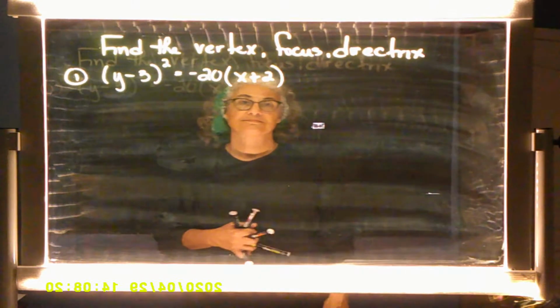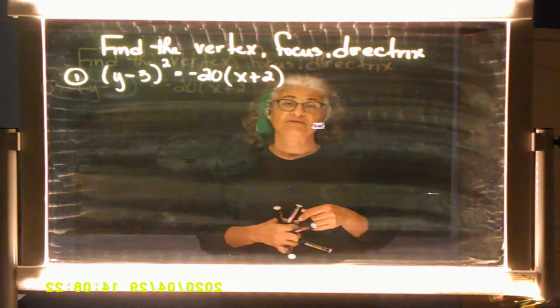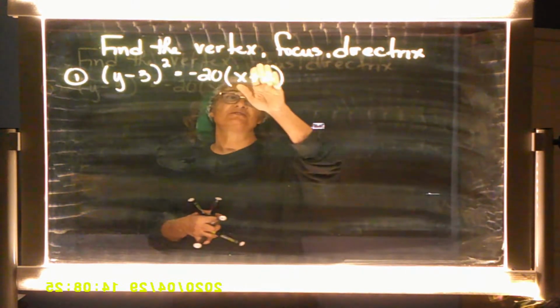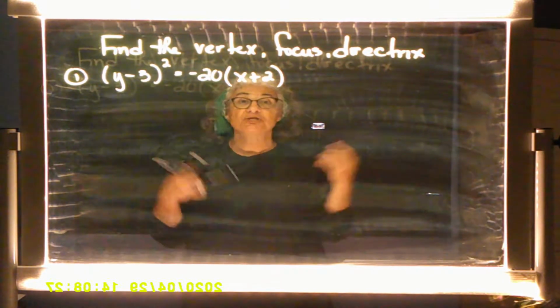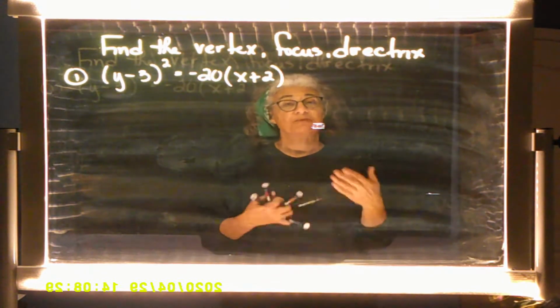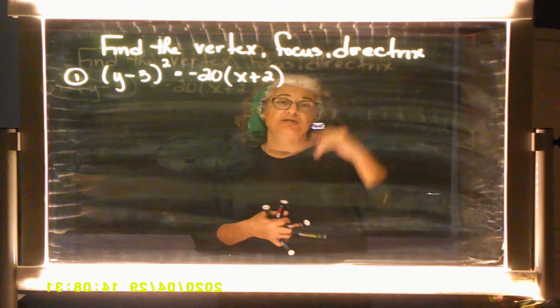Okay, so let's look at the set of directions here. They would like us to find the vertex, the focus, and the directrix, which implies we're dealing with a parabola, because a parabola has a vertex, a focus, and a directrix.